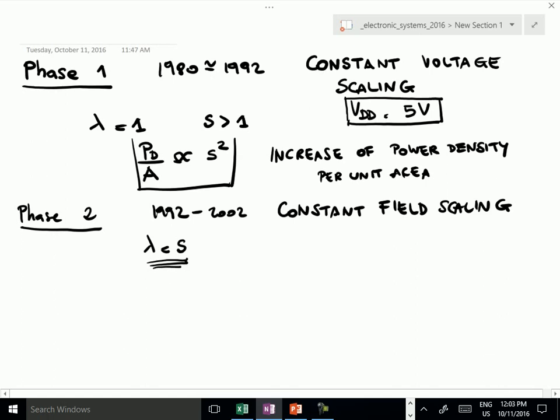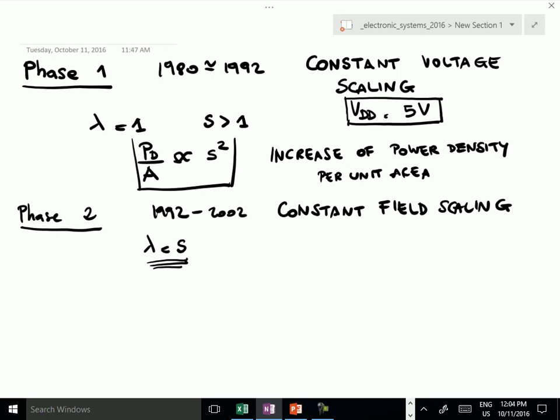There are two advantages in doing that. One advantage is that you do not increase the electric field too much in the device, because at a constant voltage scaling you keep the voltage constant and you decrease the dimensions. It means that you are increasing the electric field in the device, and this is no good for reliability, because the reliability issues are related to the intensity of the electric field in the device.